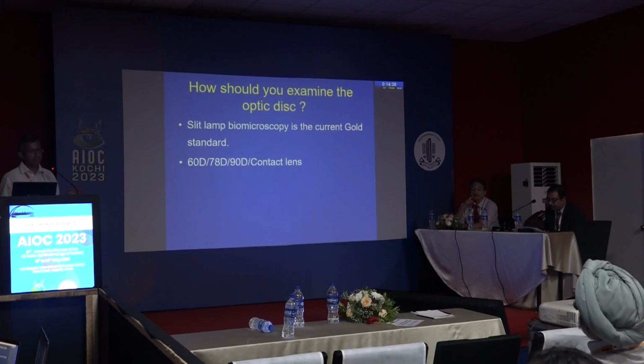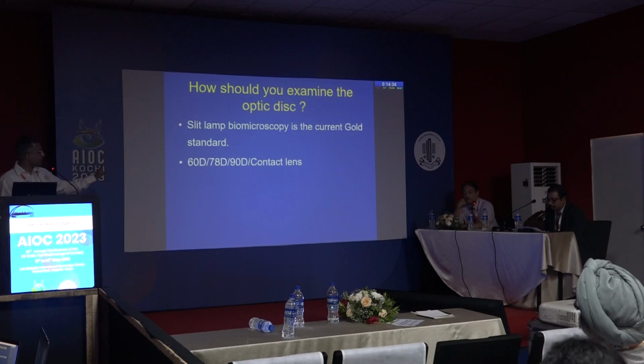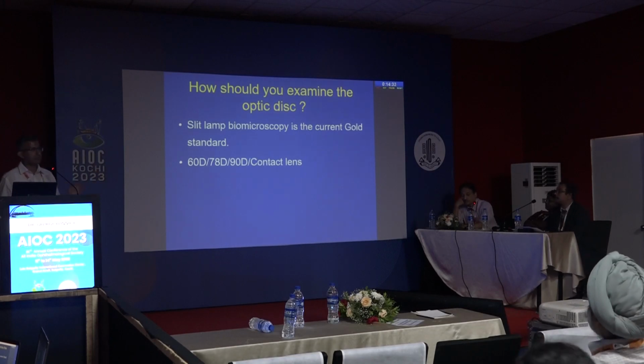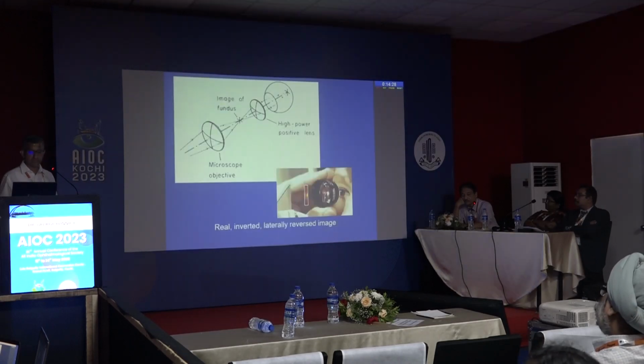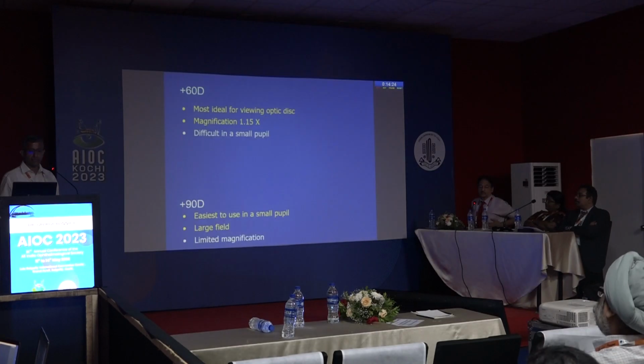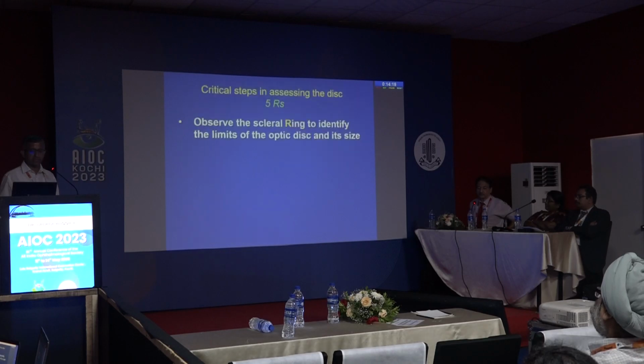So use a 60, 78 or 90 diopter lens. If you have a dilated pupil, the 60 diopter is the best. If you have a small pupil, the 90 diopter is the best. The 78 is a good compromise between the two. And don't forget that the image that you see will be inverted. One of the disadvantages of the 90D is the limited magnification that you get with it.